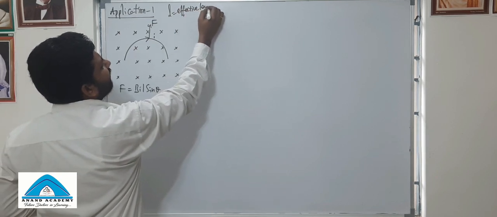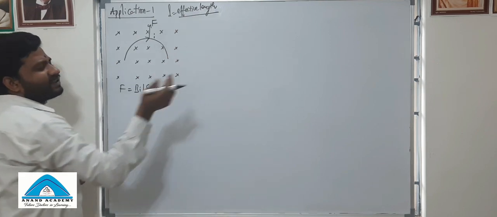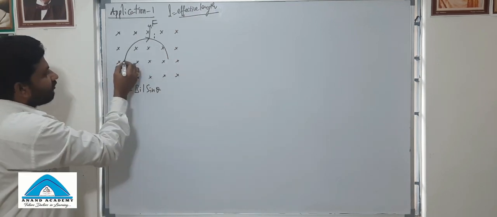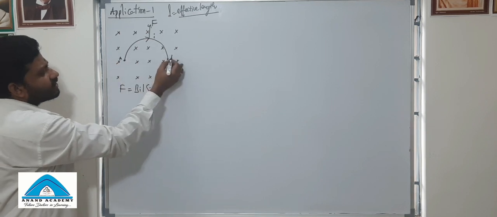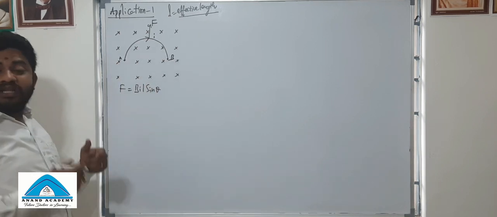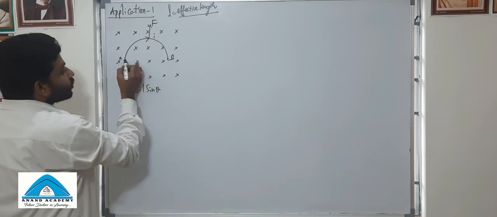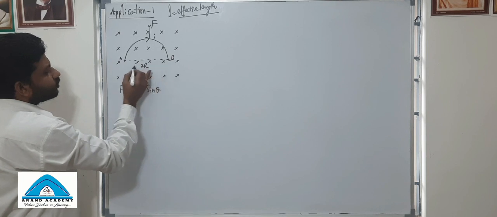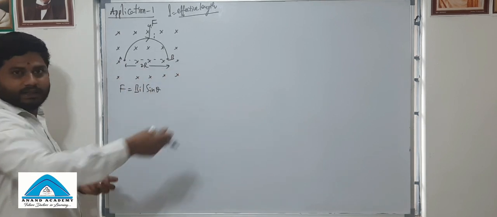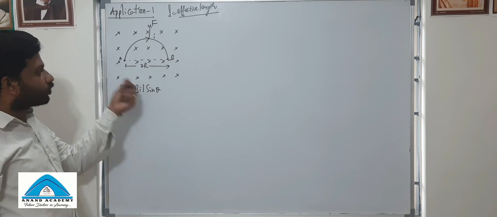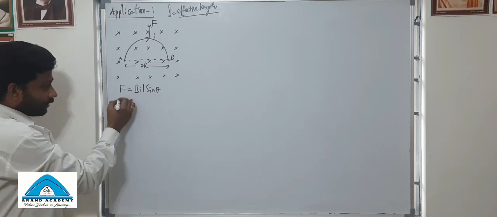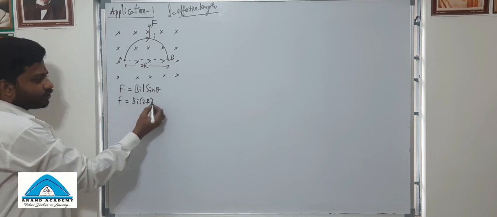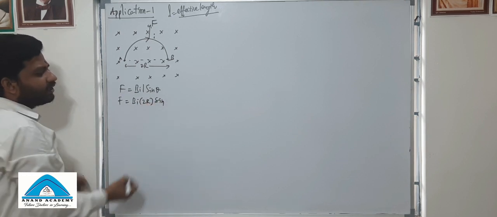L is effective length. Effective length means it is a straight line length between 2 end points of a conductor. So this is the first point A and this is the last point A of the conductor. So what is the effective length between these two? So I have told you it is a semicircular wire. So the effective length between these two is 2r, diameter. Okay, diameter of the circle. So 2r. So here F is equal to BI into L, effective length is 2r into sine theta.